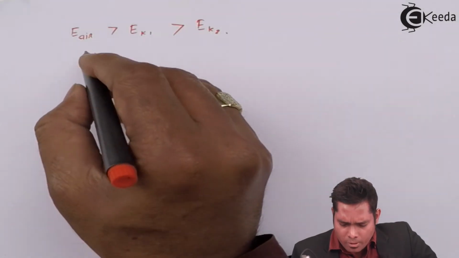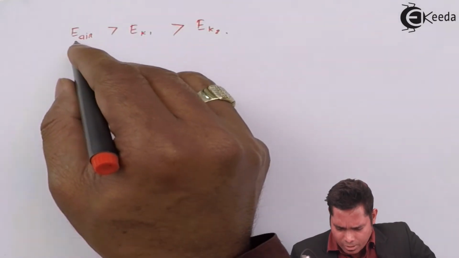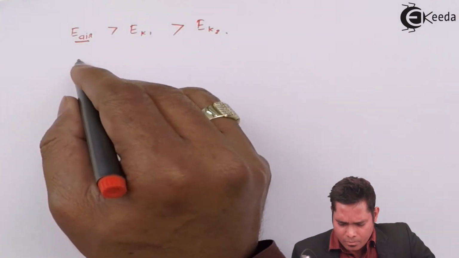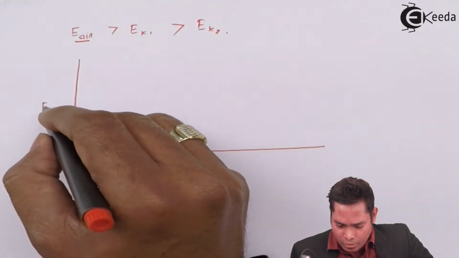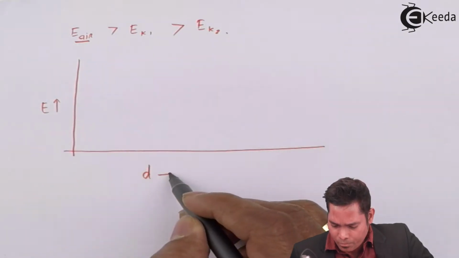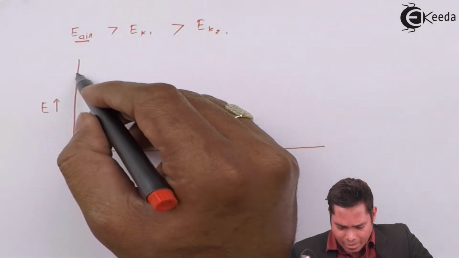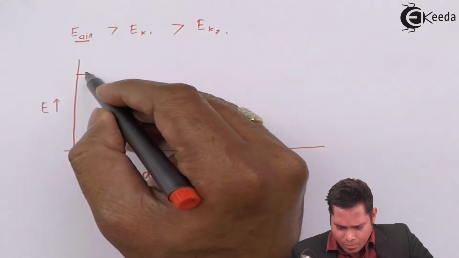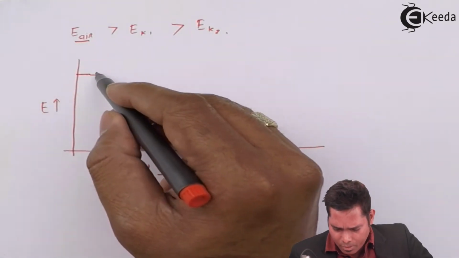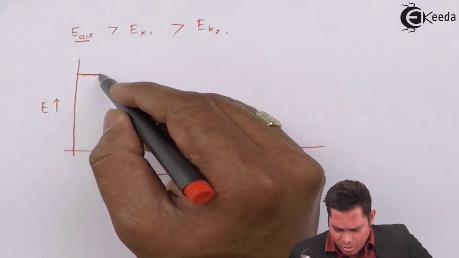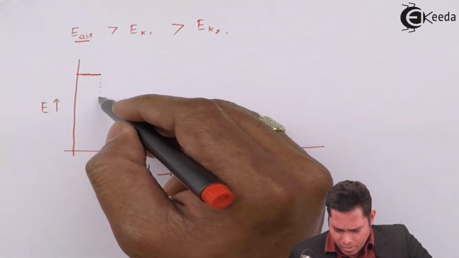So if I draw the graph of E versus D, I start from air being the greatest one, and it moves up to whatever distance the gap is. So this is for the air capacitor.